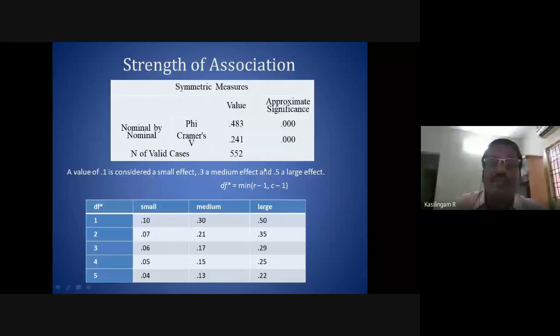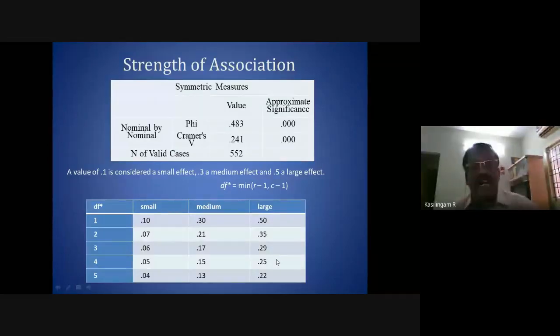Now I am looking at my result. It is 0.241. Where to put it? 0.15 is medium, 0.25 is large. Where I can put it is 0.241, which is approximately nearer to large, 0.25. So I can say there is a large effect. There is a large effect, right?